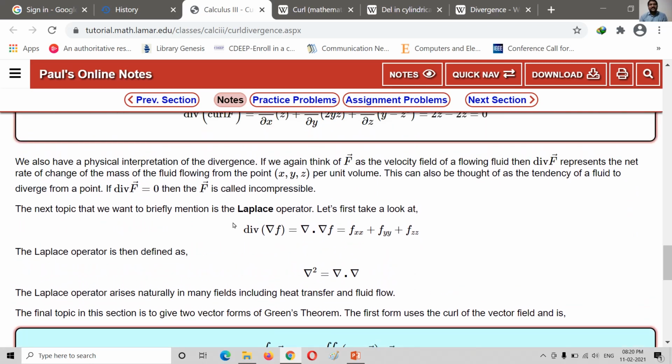The next topic is the Laplace operator. The Laplace operator is the divergence of the gradient of the scalar field. Divergence of the gradient of the field is known as the Laplace operator, simply del square or nabla square, and can be written as del bar dot del bar. So it comes out to be fxx plus fyy plus fzz.